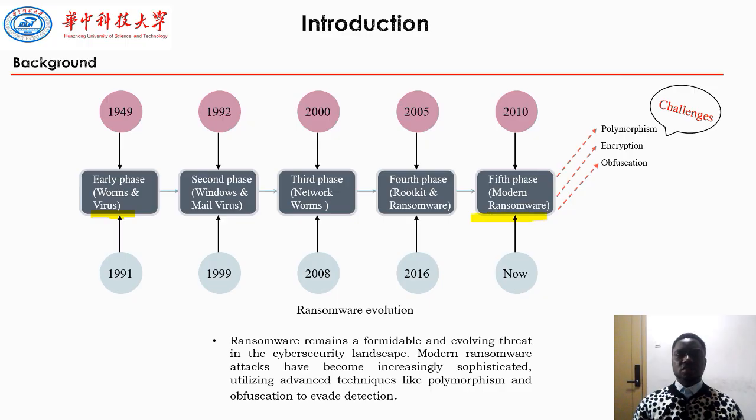Now, this modern day ransomware started around 2010 up to now, and they have developed into sophisticated capacities and capabilities which they employ to evade detection and to continue to cause havoc to individuals and infrastructures. So these qualities include polymorphism, encryption, and finally obfuscation. So the modern ransomware actors apply this capacity in order to continue to evade detection.